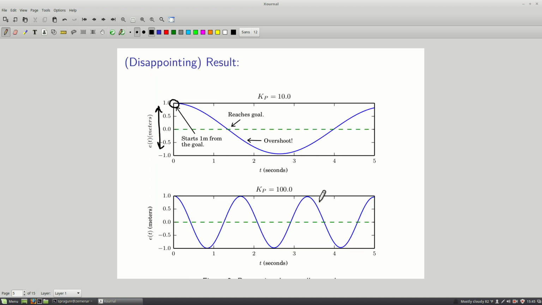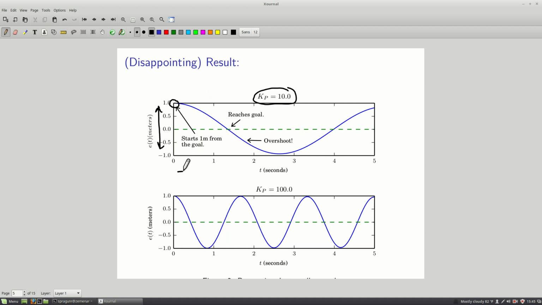So what will our controller do under these circumstances? Well, if the error is 1, and my proportional gain term here is 10, I'll multiply those two things together. I get 10, and that's where I'll set that throttle. That's the amount of force that I'll apply to the system. And presumably that's going to move the train forward. And in fact, that's what happens.